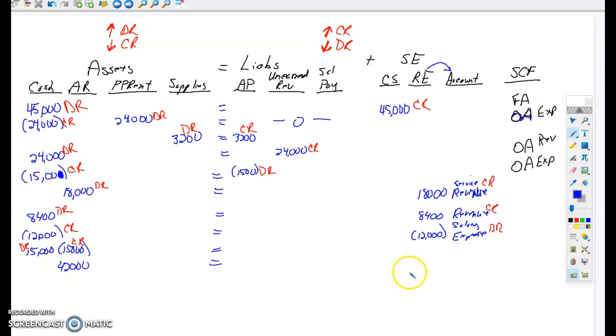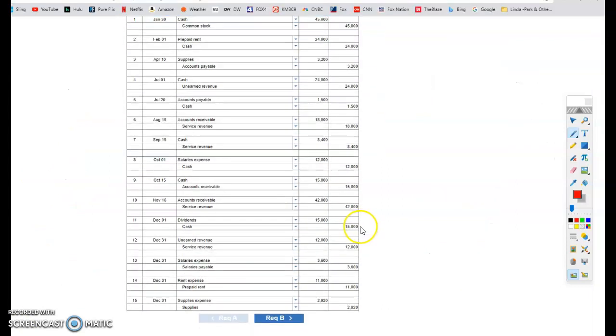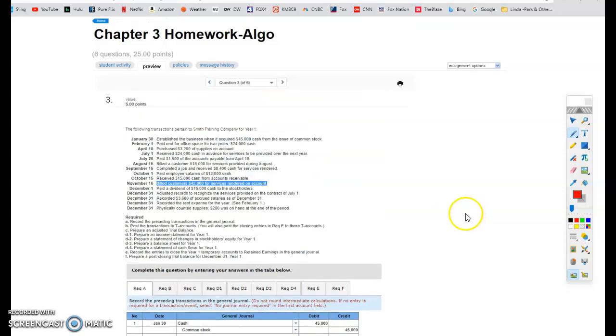And the other side, we had revenue of 42,000, and it would be service revenue. Okay, so then assign your debit and credit and put it in your journal. So November 16, debit accounts receivable, credit revenue. Okay, one more to go.